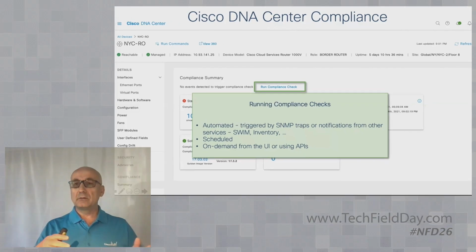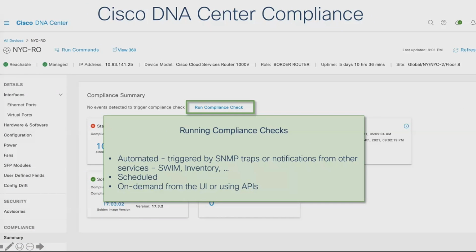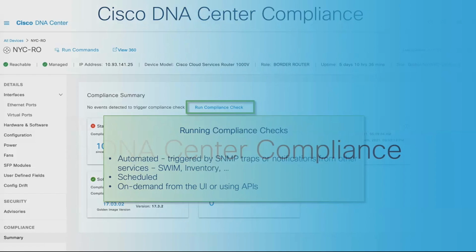First, they are automated. They are going to be triggered by SNMP traps or notifications received from services within Cisco DNA Center. They are also running on a schedule. Every Saturday night, we are going to run a complete scan of your infrastructure, and you are going to see the compliance violations in the inventory page. Or you can run them on demand from here for this device or using APIs, or from the device inventory, we can run a compliance check for multiple devices at the same time.